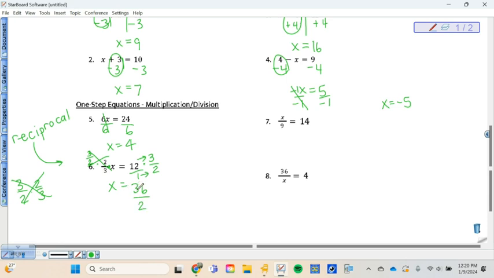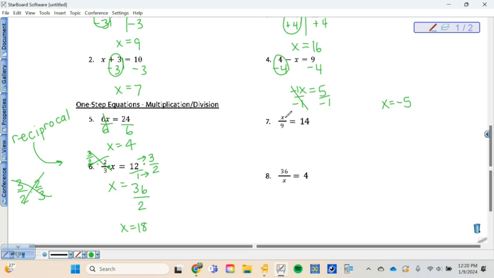So now my answer is 36 over 2. That's just a division problem, right? 36 divided by 2 is? Good, 18. Cool? Any questions so far? Okay. All right. Number 7, what's the original operation we see?